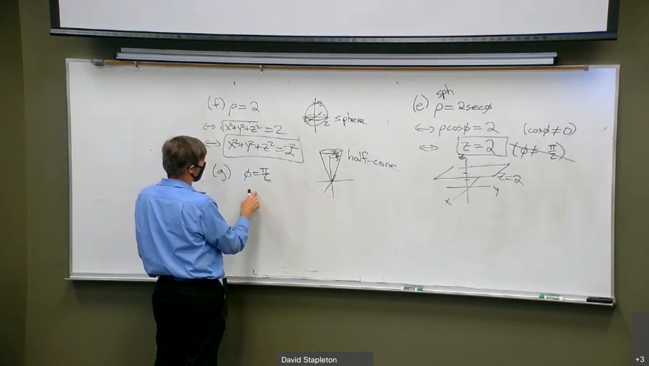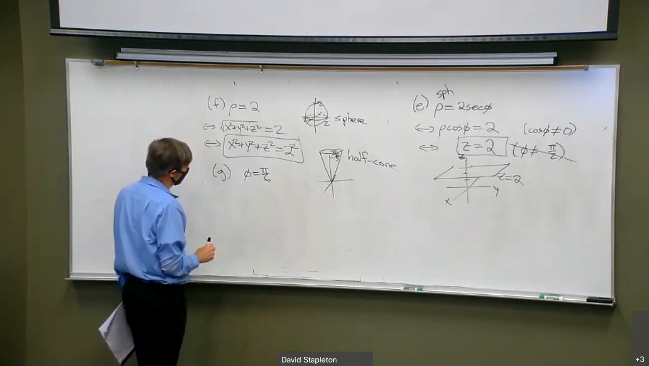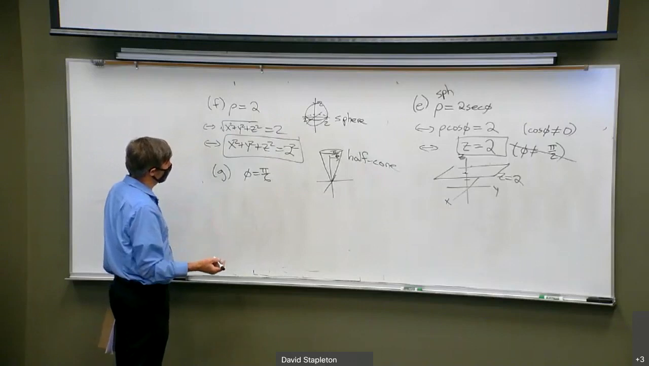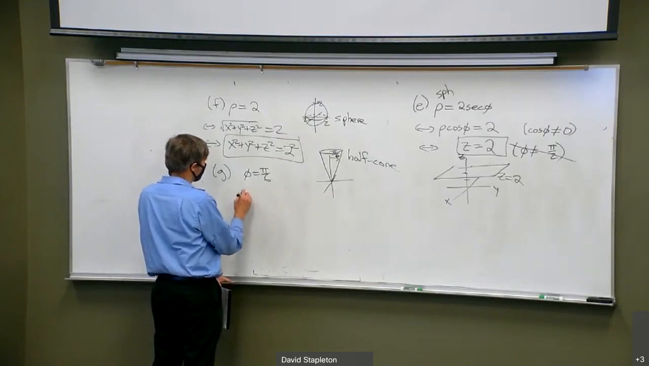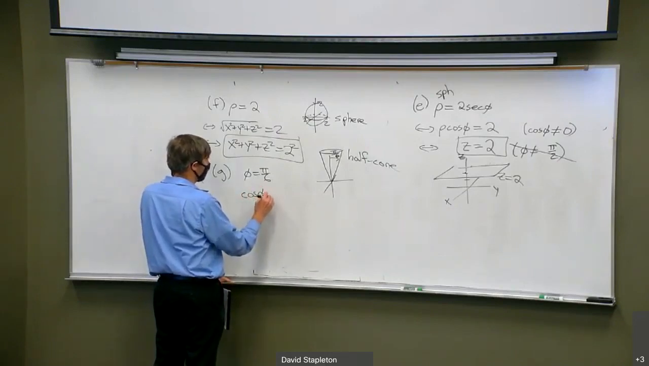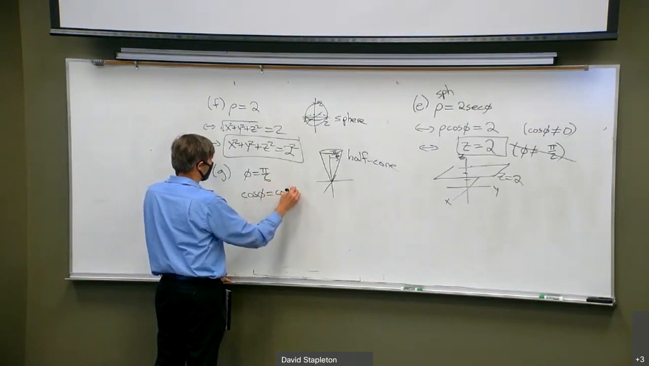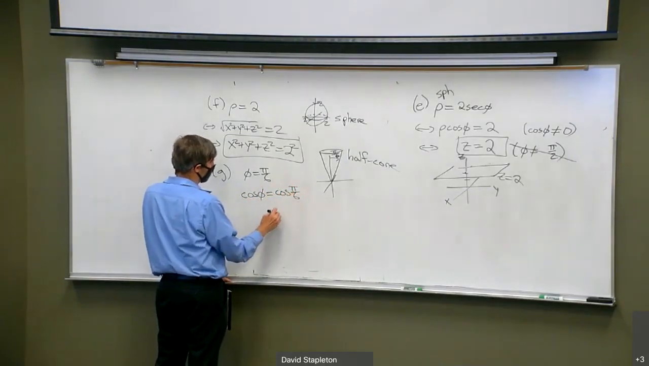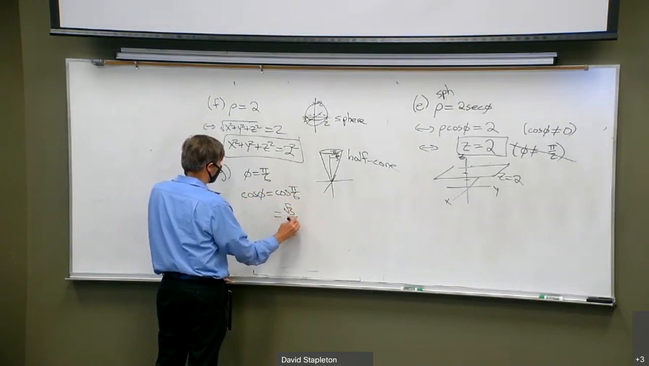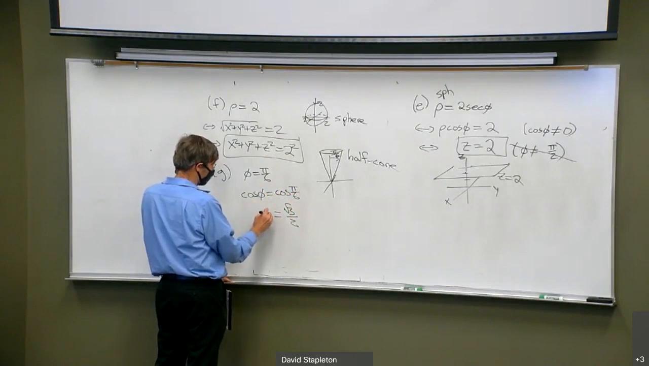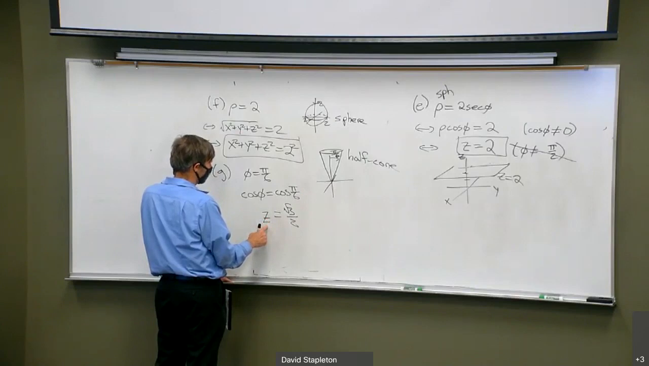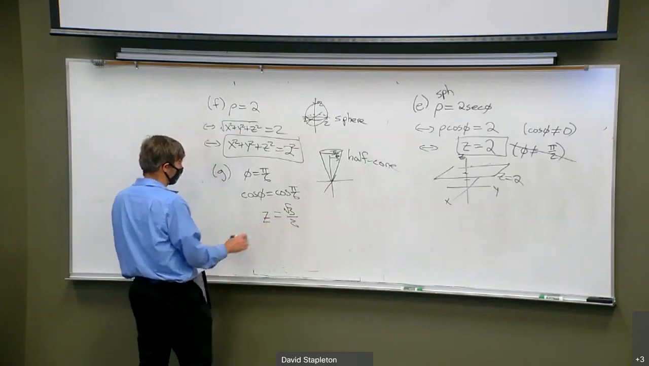Now the actual conversion equation, if I want to convert it directly from here, right? I don't have phi in those equations. What I have is things like cosine phi. So I can take the cosine. Let's say cosine of phi equals cosine pi over 6. Cosine pi over 6 I know already is square root 3 over 2. And rho cosine phi is z.